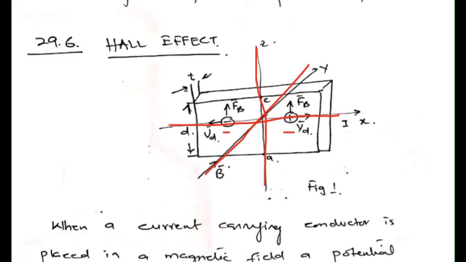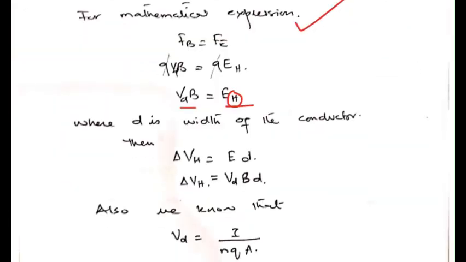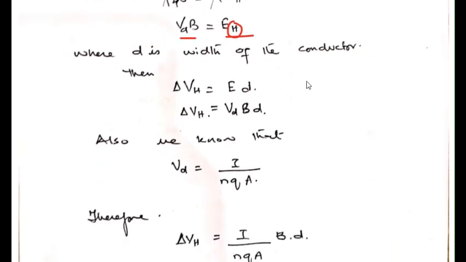When we go back over here, we also know that potential is equal to E into d, electric field into distance or displacement. So V_H is equal to v_d B into d. From here I have written this v_d B. So this is another way of expressing Hall voltage.